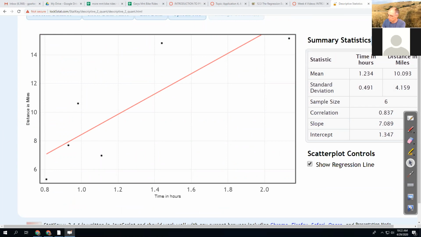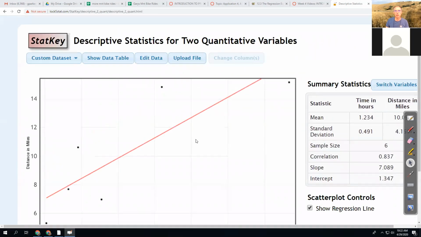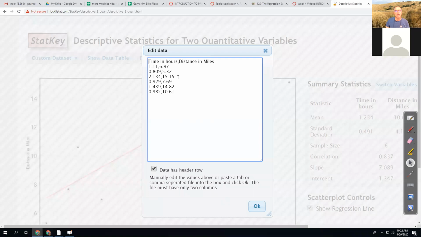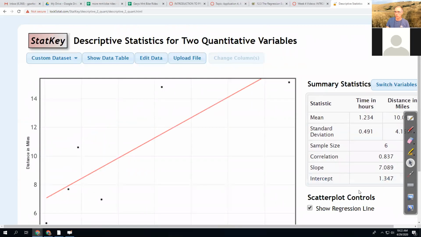7.089 and 1.347. Now Stacky only gives us a few decimal places, and usually when we make statistical calculations, we go one more place than the data. So what did my data look like? My data had 2 decimal places, so then I want to go with all of the decimals Stacky gave me. So I'm going to use those numbers in their entirety. So back to my post here.